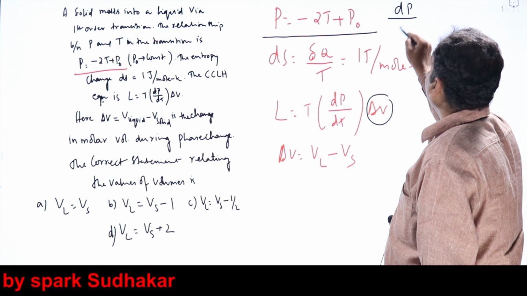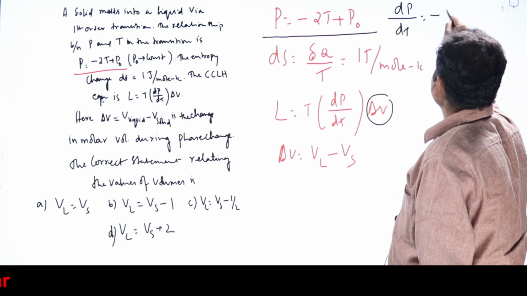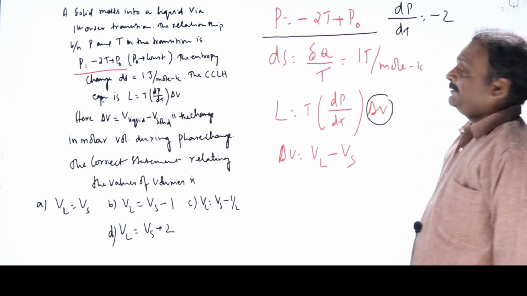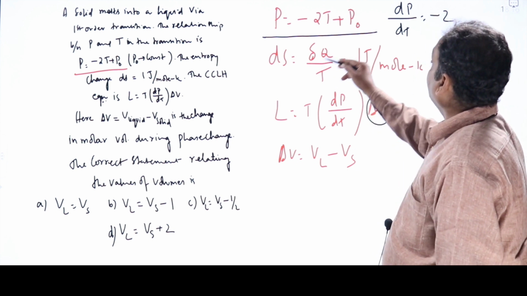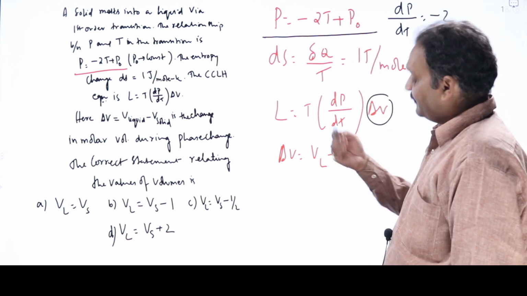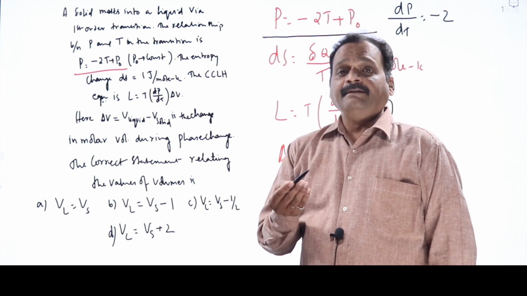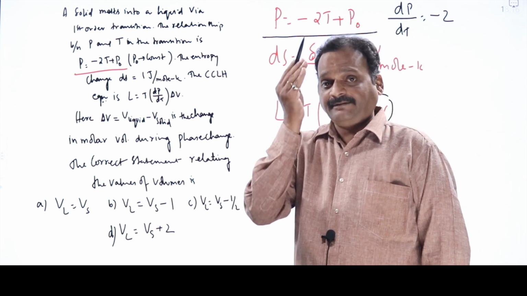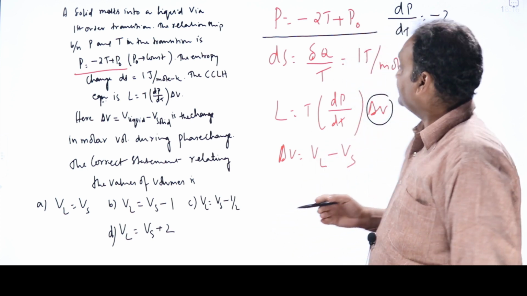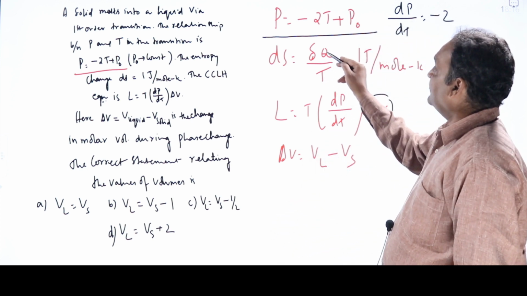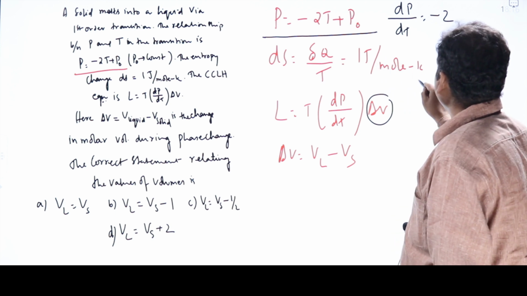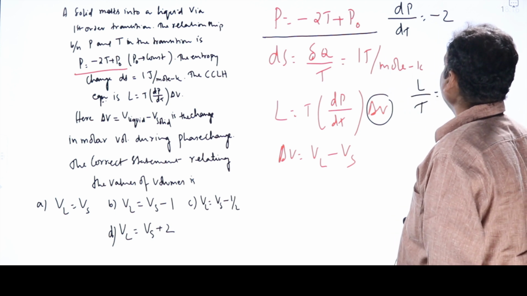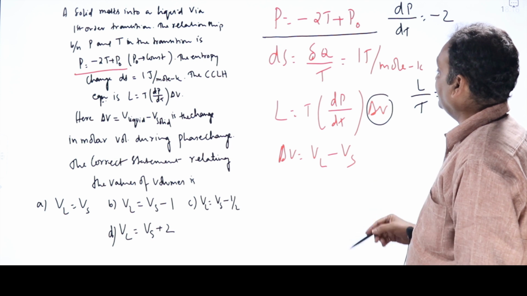So dP by dT will be equal to minus 2. Now, dS equals delta Q by T. During a first order transition, whatever heat we are giving is known as latent heat, that we have seen in the Clausius-Clapeyron latent heat equation. So this delta Q is nothing but L. So dS equals L by T equals 1 joule per Kelvin. L by T equals 1, that value is given.